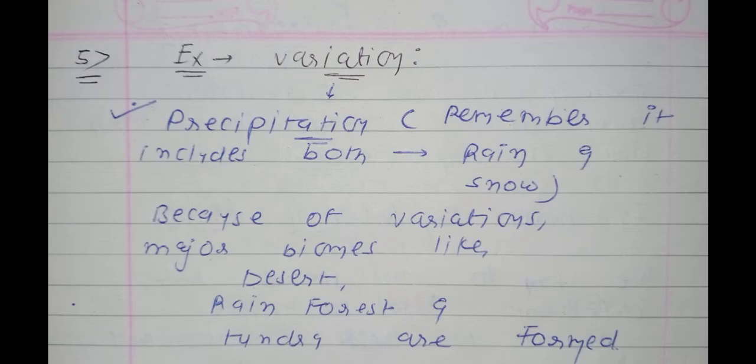Because of this type of variation, major biomes will be formed. Some examples are desert, rainforest as well as tundra. Get it? Yes or no? So you will remember it like this: annual variations are there. For example, precipitation is one type of process which is responsible for the variation. If variations are there, then different types of biomes are also there. It means biomes are formed because of the different types of variations, and examples of biomes are desert, rainforest and tundra.